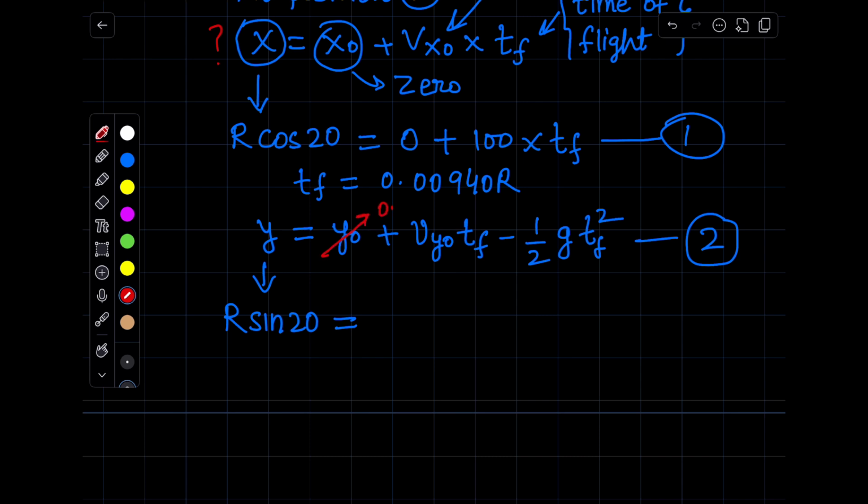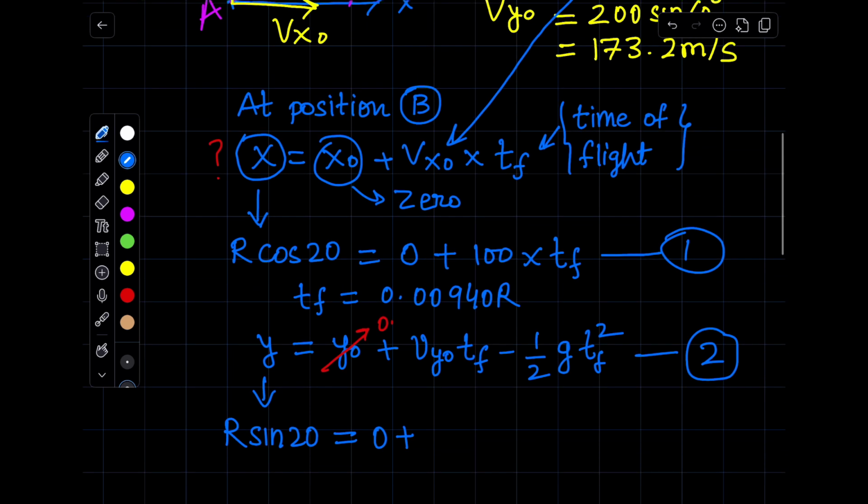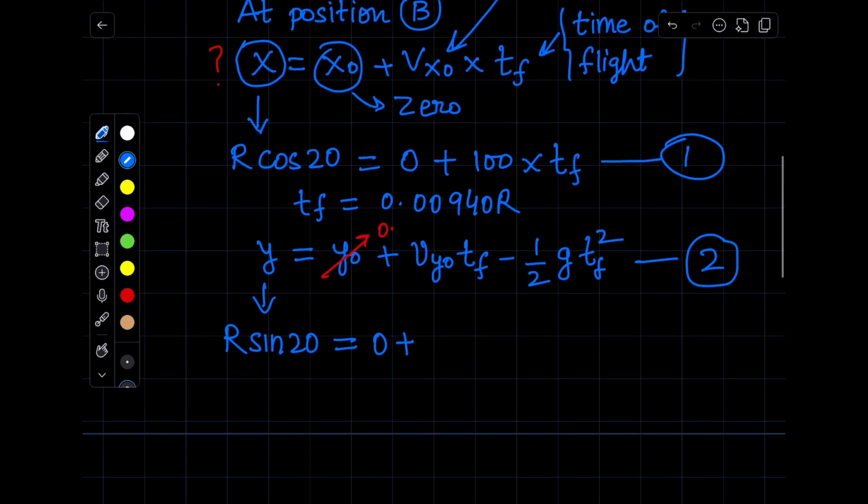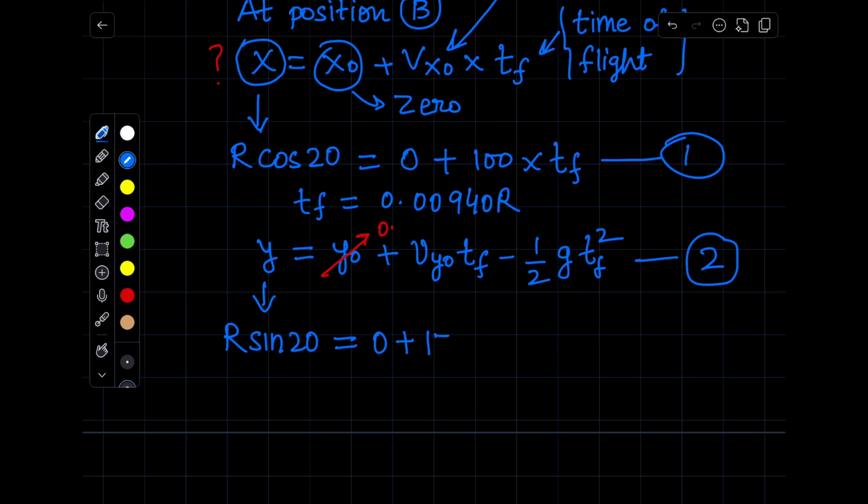And y naught is 0. Why? Because the projectile starts from the ground. Okay, so there is no height, so we can say y naught is 0. Now next I am writing the values for vy naught 173.2 multiplied by tf minus half 9.81 tf square. That is very simple, very basic.